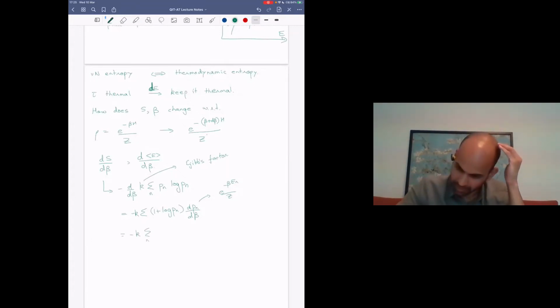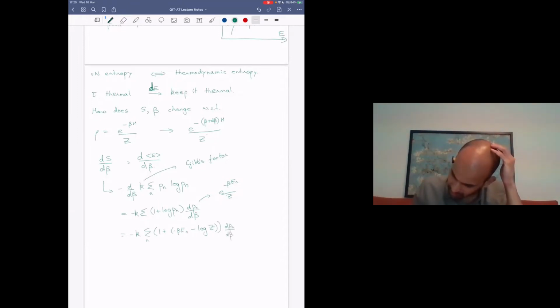Oh, actually, in fact, I do not want to do that. I don't want to simplify dPn by d beta. I want to simplify log of Pn. This is minus beta En minus log of Z. Because if I take the logarithm of this, that's what I want. That's what I'm going to get.